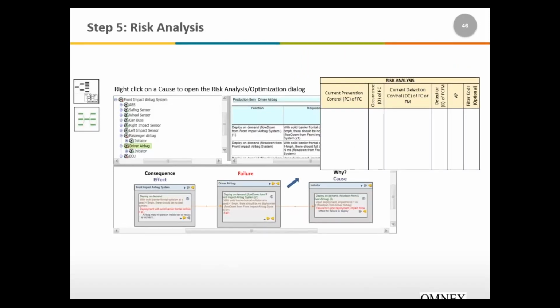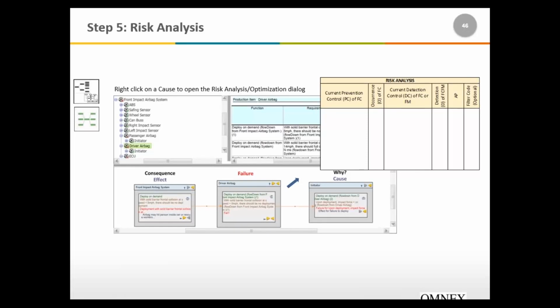So you need to have the current prevention controls, and prevention controls always focus on the causes, which would be the lower level. The detection controls could either be applied to the cause, which is at the lower level, or you could be trying to detect the failure mode, which is the focused failure mode, at the focused level. And then you do the same logic of putting in the occurrence and the detection on that.